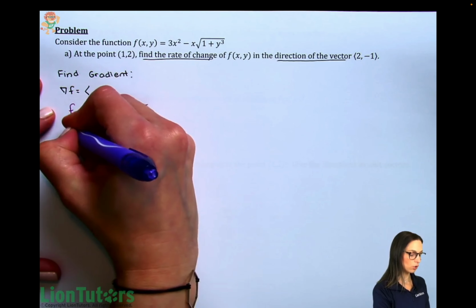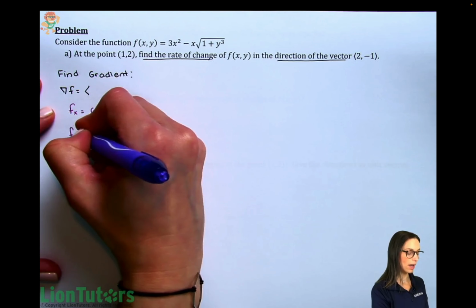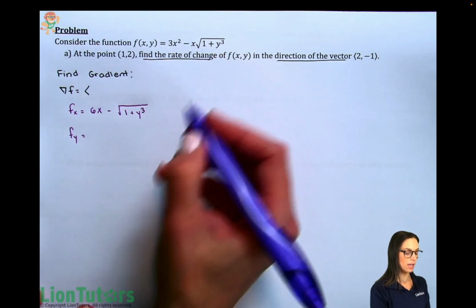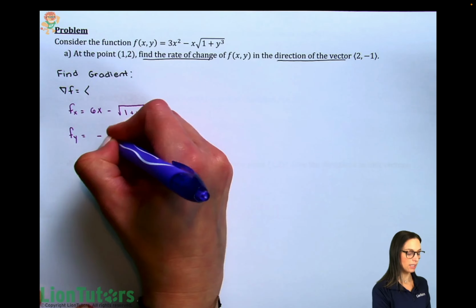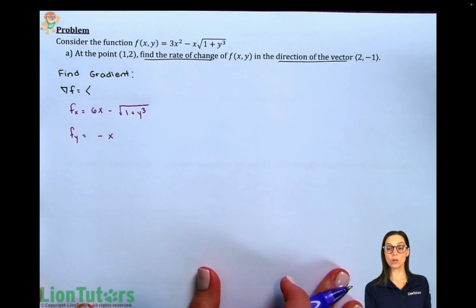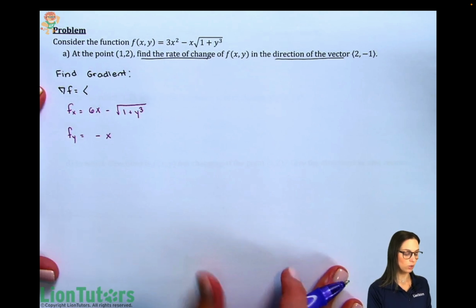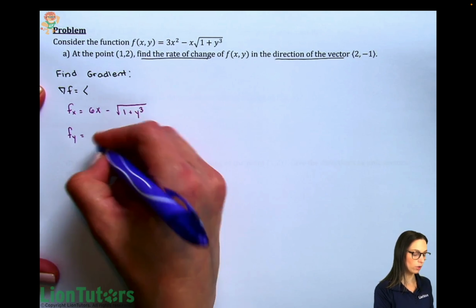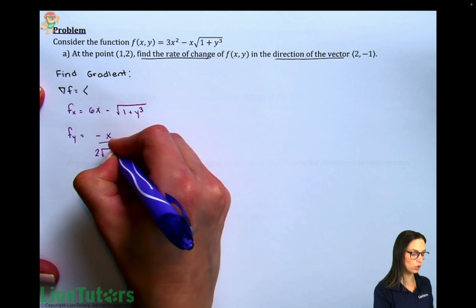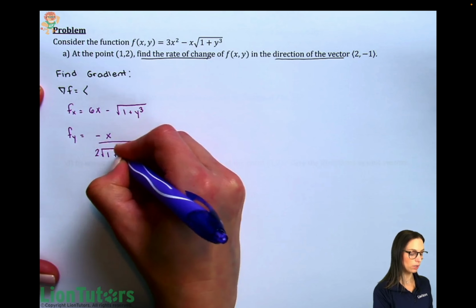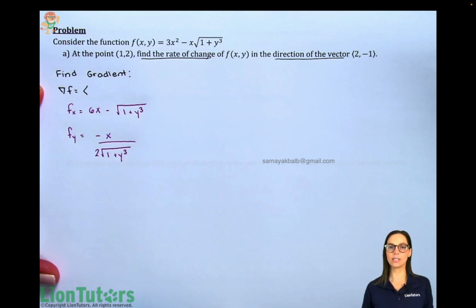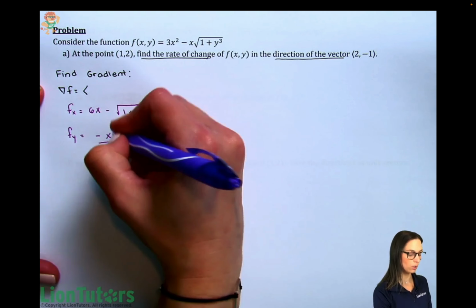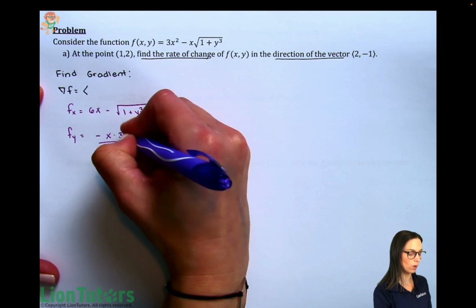And then if you take the partial derivative with respect to y, that's going to go away. And then we're going to get minus x. The derivative of square root of 1 plus y cubed is going to be 1 over 2 times the square root of 1 plus y cubed. And then chain rule says times the derivative of 1 plus y cubed, which would be times 3y squared.